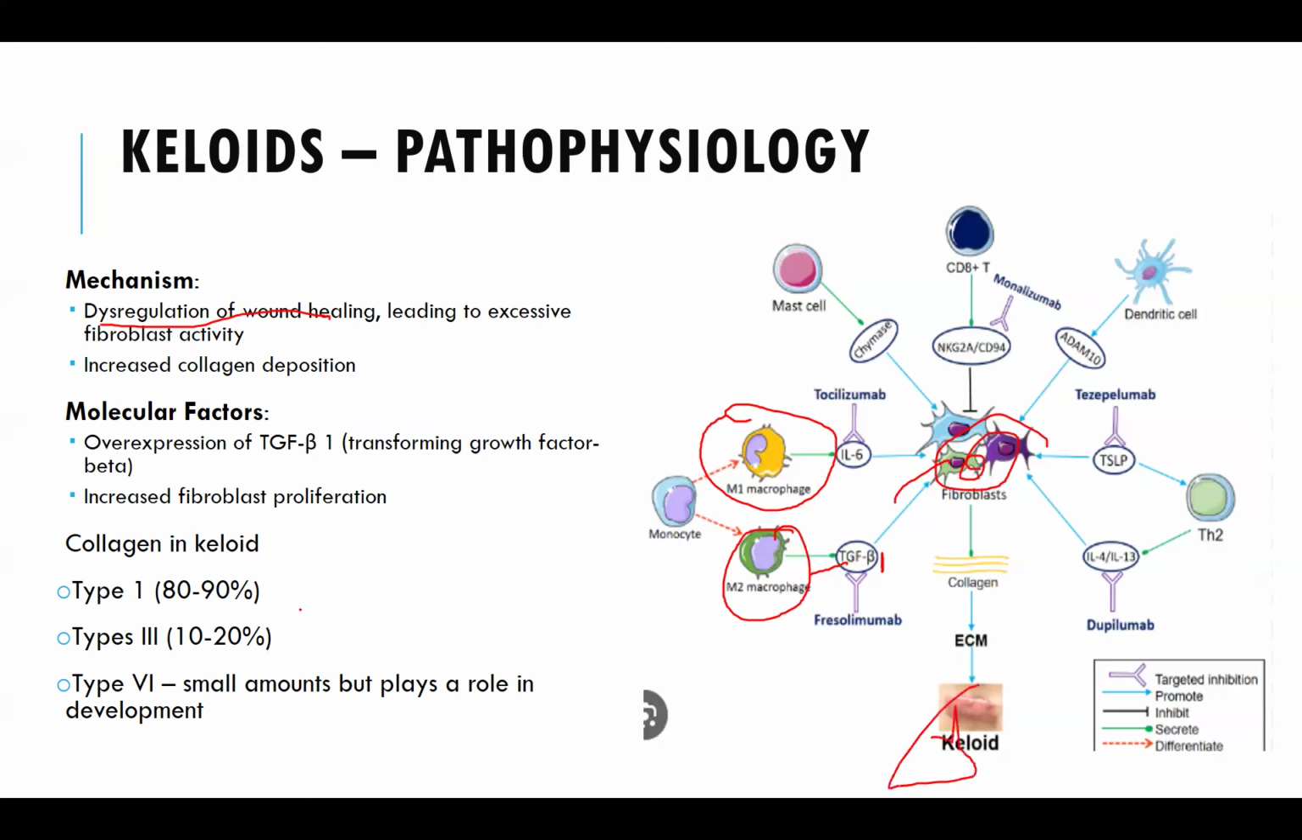So what you have to note is that even collagen, as we talked about in the introductory videos, has types. We have type 1 collagen, type 2, and the rest. But in keloid scars, it has been shown that 80 to 90% of the collagen is type 1, but type 3 also contributes 10 to 20%, and type 6 is also there, but in small amounts, less than 1%. Still, it is thought that it also plays a role in the development of these keloids.